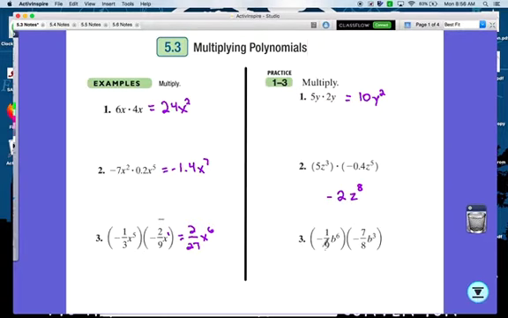And then for 3, if I multiply, negative times a negative is a positive again. So I got 1 times 7 up top. 9 times 8 on the denominator gives me 72. And then for my exponents and my variables, 6 and 3 give me b to the 9th.